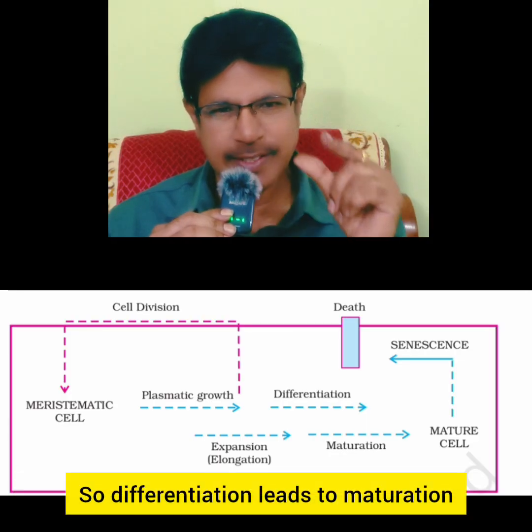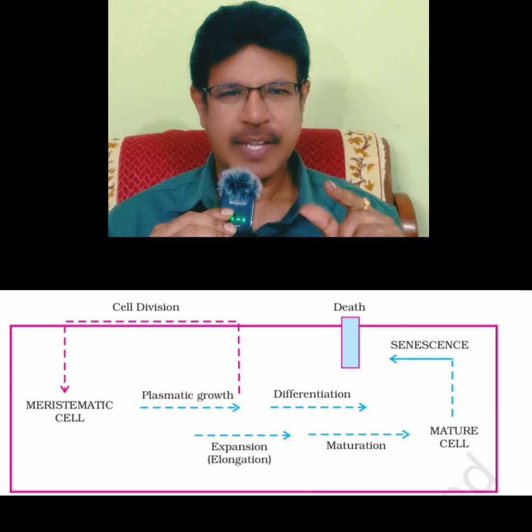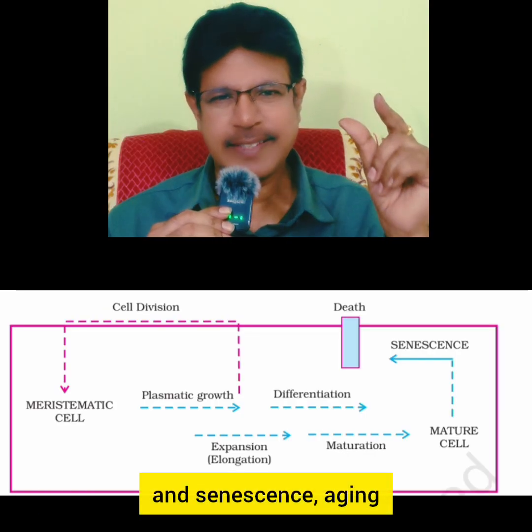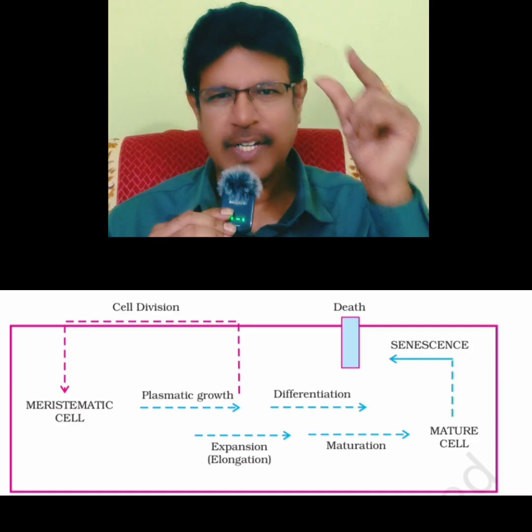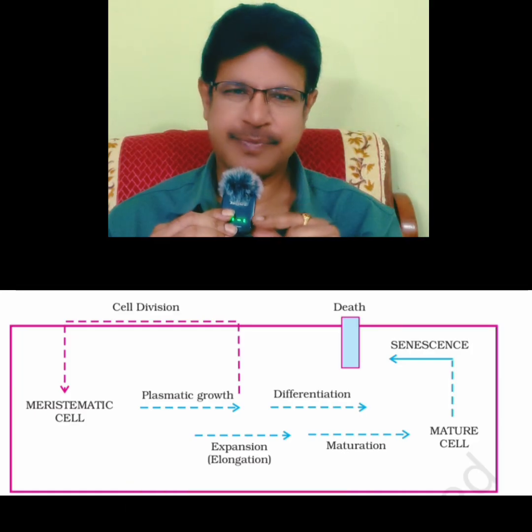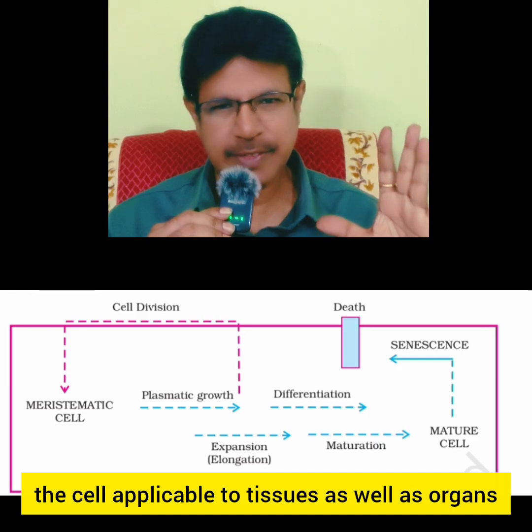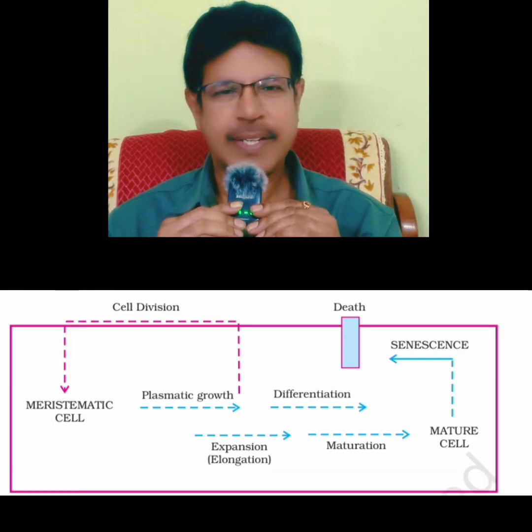So differentiation leads to maturation, and the mature cell performs a specific function. And senescence, aging, ultimately leads to death. That is the gradual development in the case of the cell, applicable to tissues as well as organs.